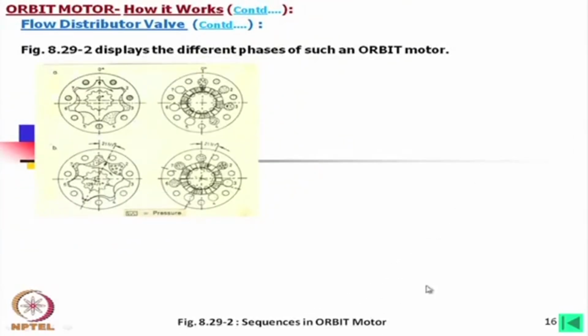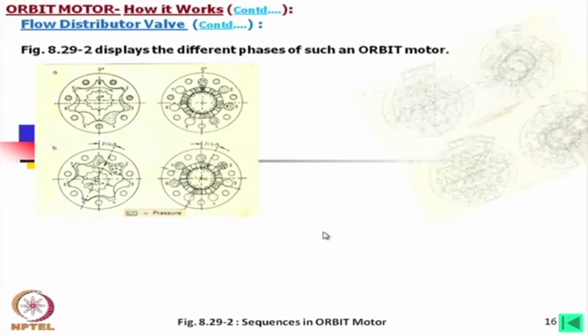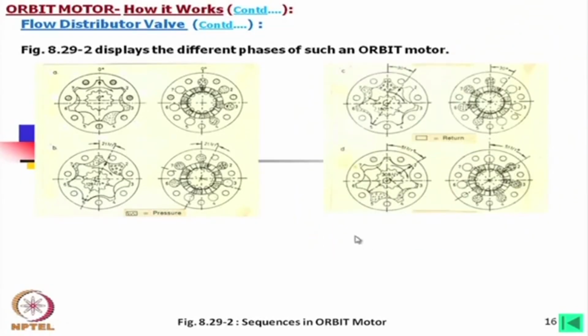Now, here I have shown the different phases. You can see what is connected to which groove. Here is the star and gear, and here is the valve and their connecting ports. If you study this very closely, the sequences will be understood.